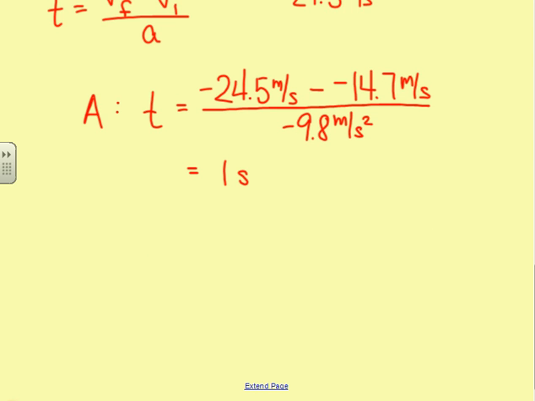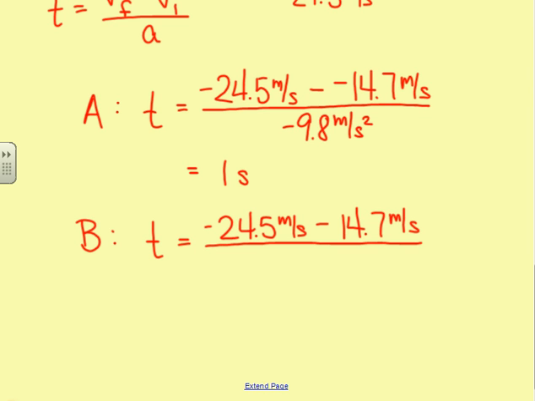In part B, using the exact same equation, time is negative 24.5 meters per second minus a positive 14.7 meters per second divided by negative 9.8 meters per second squared. This time I get a time of 4 seconds.